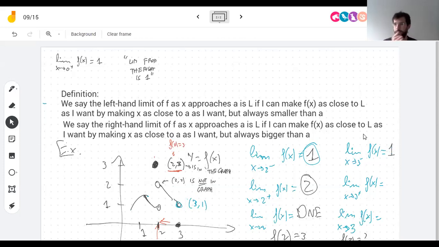Now, this has to do with Dustin's question. If it's just a point, then the limit doesn't exist. What happens to the limit as x approaches 3 from the right? I'm going to tell you. I try to approach 3 from the right. There's no graph there. There's nothing. So there's nothing to do. So this limit does not exist. The function isn't even defined.